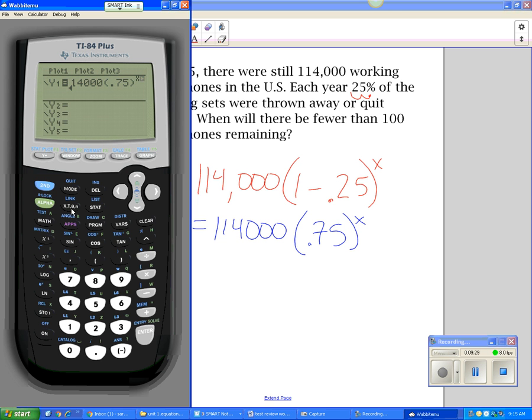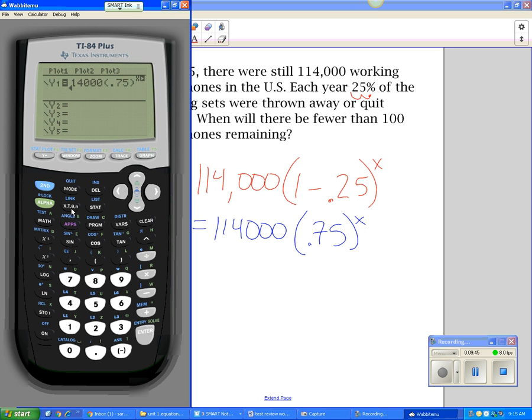One minus 0.25 gives you 0.75. Okay, so you got to be able to recognize both of those. Dylan, is this one already typed in your y equals? Thank you. Okay.